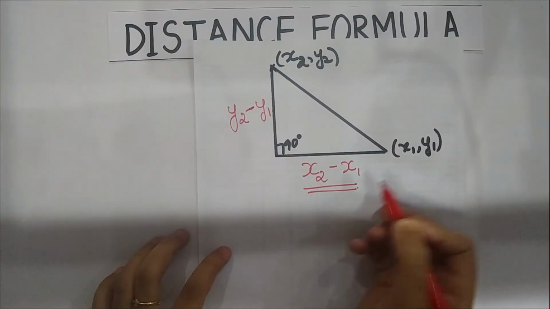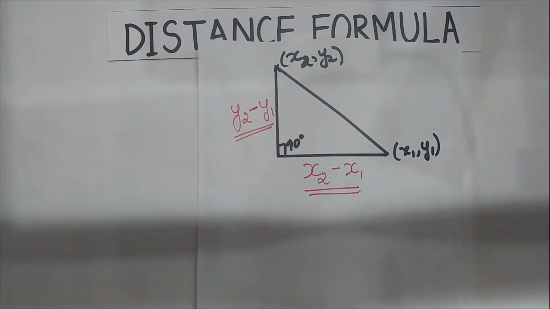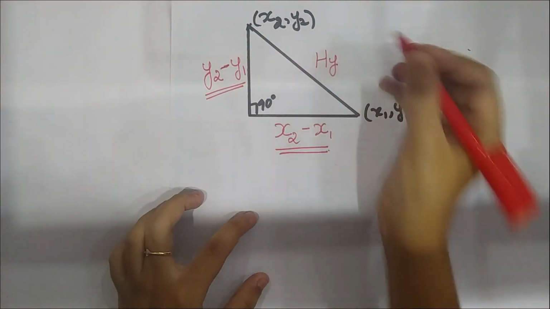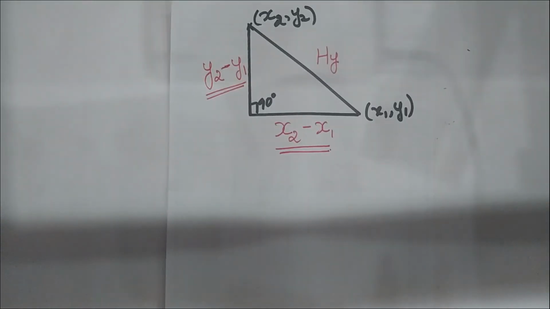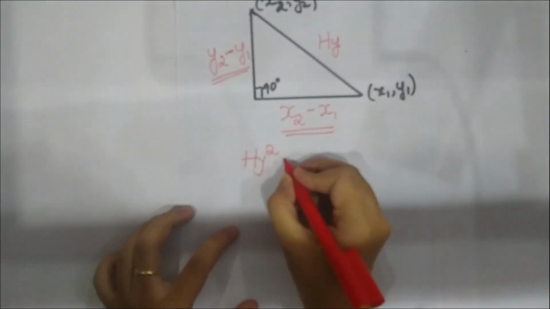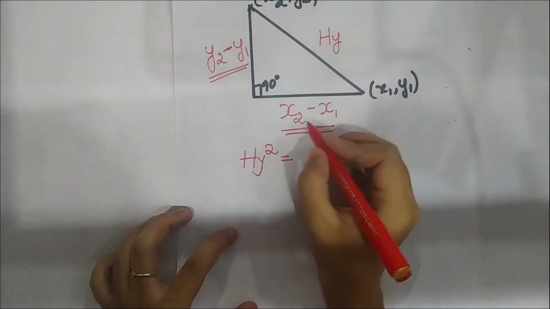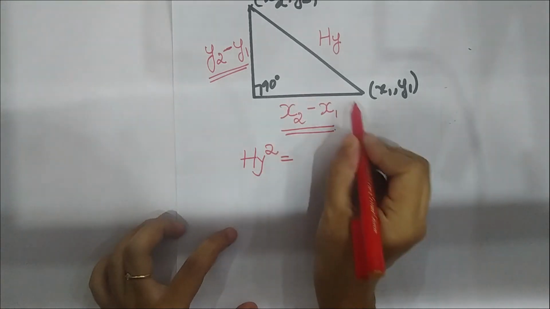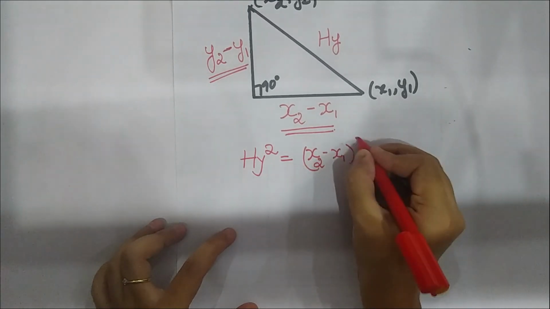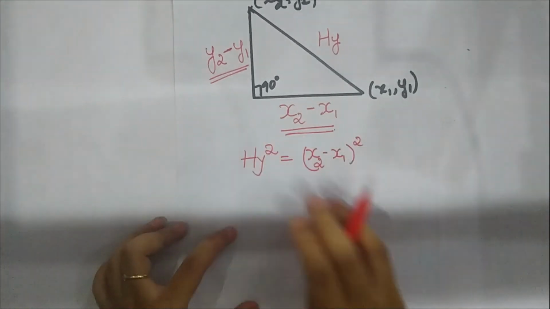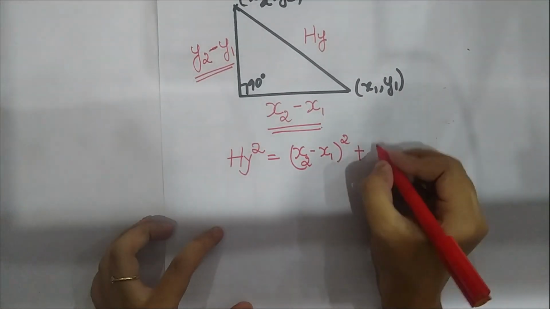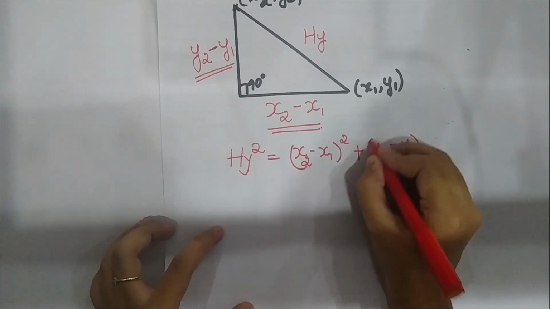Now using this as your distance for both the sides, we will apply the Pythagoras theorem. So what is the Pythagoras theorem? The hypotenuse square will be equal to your sides square summation. So your hypotenuse square is equal to, what is it equal to? Side square. So the distance of the side here is x2 minus x1. So it will be x2 minus x1 the whole square, because this whole distance is x2 minus x1. And then plus the distance square here. That will be y2 minus y1 the whole square.